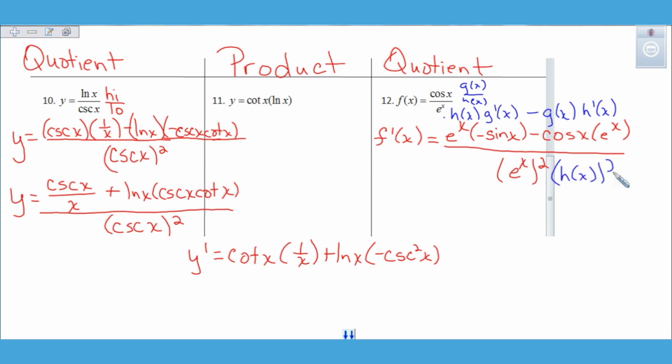I'm going to sing my song again, though. Low D high minus high D low over low. There you go. So that's the end of trig functions combined with everything else you've done.